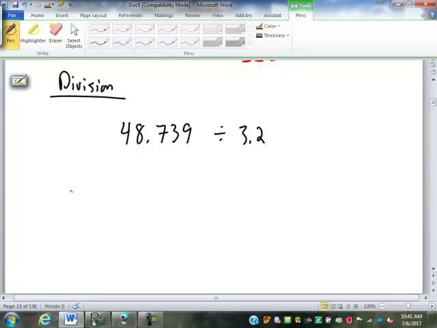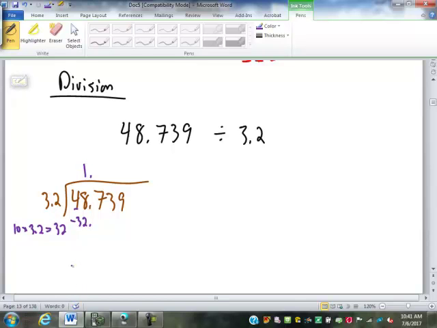I really could just do 48.739 divided by 3.2 and go through my place values. This is the tenths place, or the tens place, right? 10 times 3.2 is 32. Can I subtract that? Yeah, I can subtract 32. I can subtract it once, right? And that's what I really did, is subtract 3.2 10 times, right? And I can go through that process.